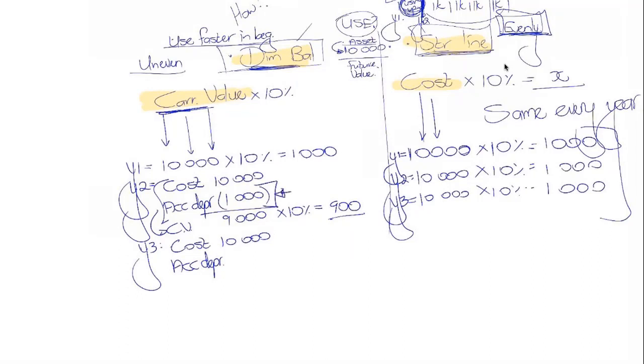year one's depreciation plus year two's depreciation. So now you need to... There's year 1 depreciation plus year 2 depreciation. Therefore, my depreciation is 1,000, my accumulated depreciation is 1,900 Rand, which gives me a carrying value of 8,100 Rand. Now my depreciation for the year at 10% is going to be 810.